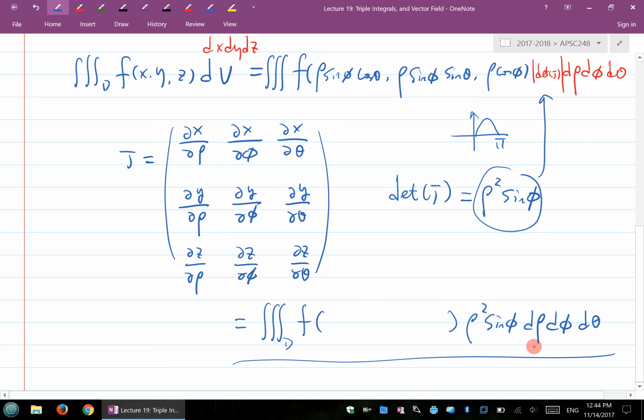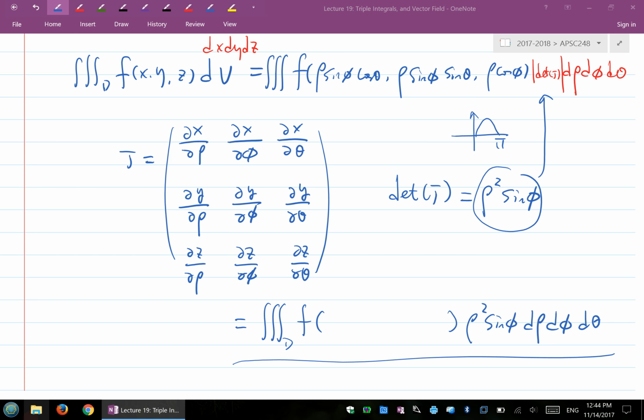So now the next question is, given this triple integral, how do we find the limits for rho, the limits for phi, and the limits for theta? That's the next step here. We need to find the limits for the three spherical coordinates.